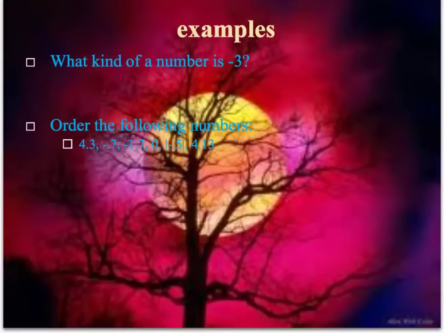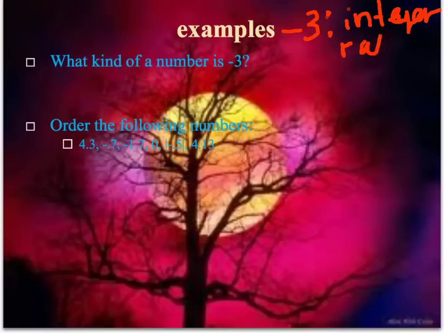Okay. So some examples. What kind of a number is negative 3? Well, let's see here. Negative 3 is an integer. It's not a whole number because it's a negative, but it's an integer, it's rational, and it's real.